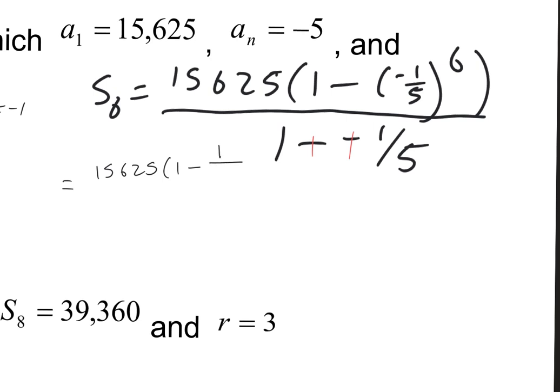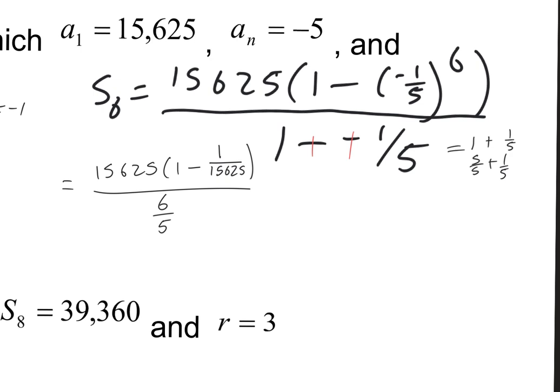And then on the bottom, I have 5 to the 6th power, which, yeah, I'm going to want a calculator for because I don't know that. It's 15,625. All over, well, 1 plus 1/5. I mean, right, I'm doing 1 plus 1/5. You could think of that as 5/5 plus 1/5. So really, this is 6/5.